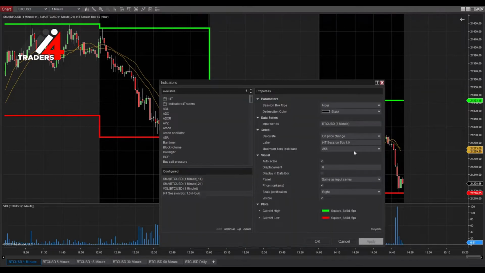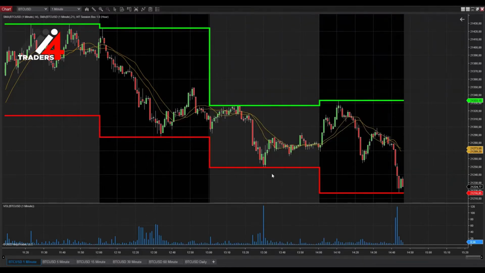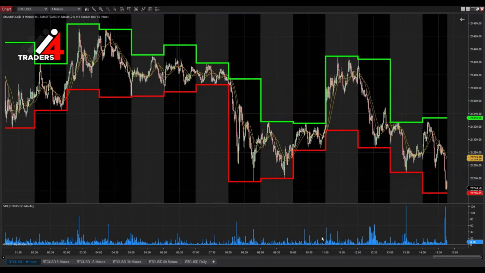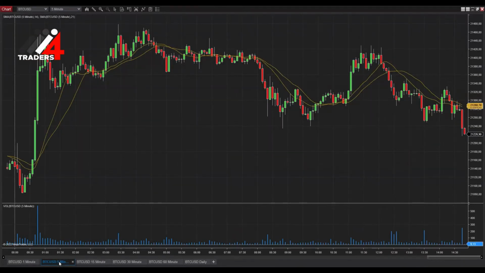You get a fractal view of the smaller time frame within the larger time frame. You can freely control the thickness and colors of these regions. You can use the indicator on any time frame you like.